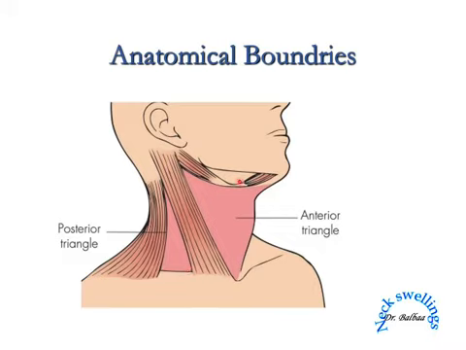So we have two triangles now. What about the structures that lie just underneath the muscle? If I have a structure which is under the sternomastoid muscle, it will be considered as part of the anterior triangle of the neck.